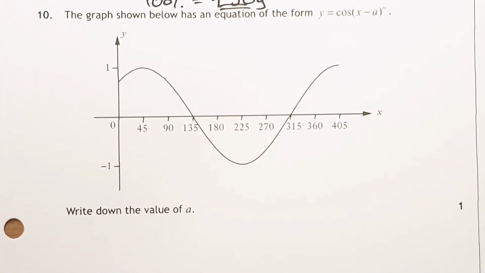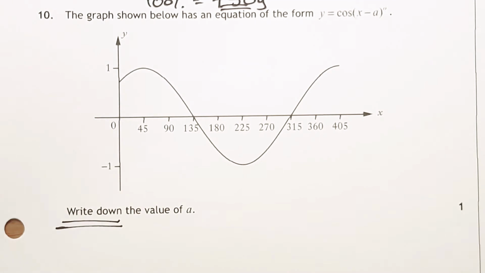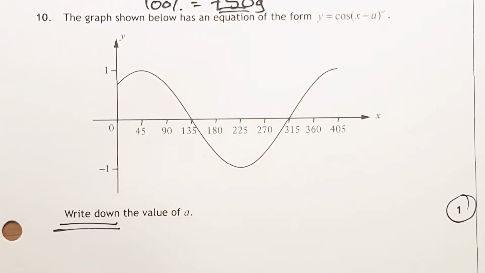Now question 10, we've just got to write down, so there's not an awful lot of working out to do, plus it's only worth 1 mark. Write down the value of A. So it's y equals cos of x minus A degrees.